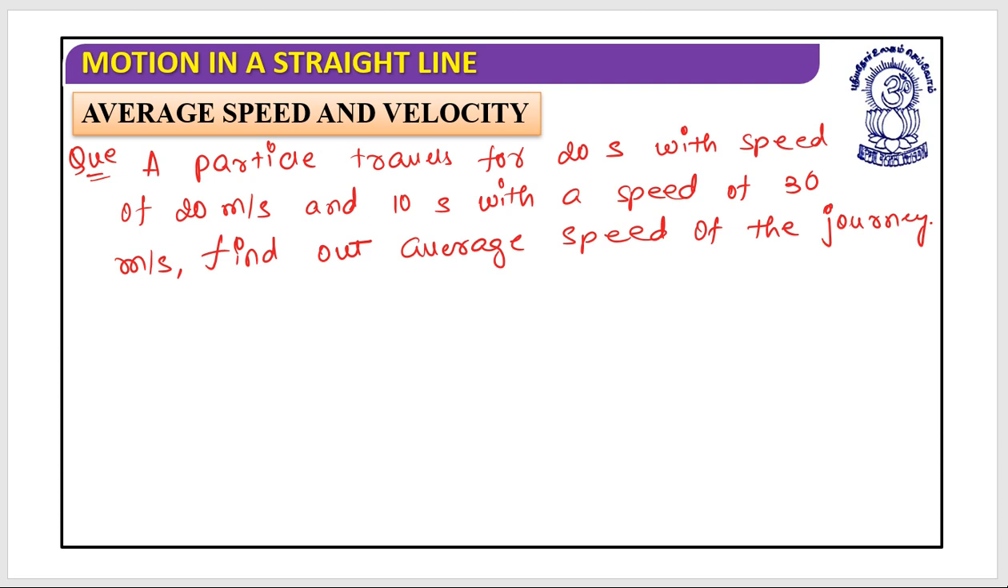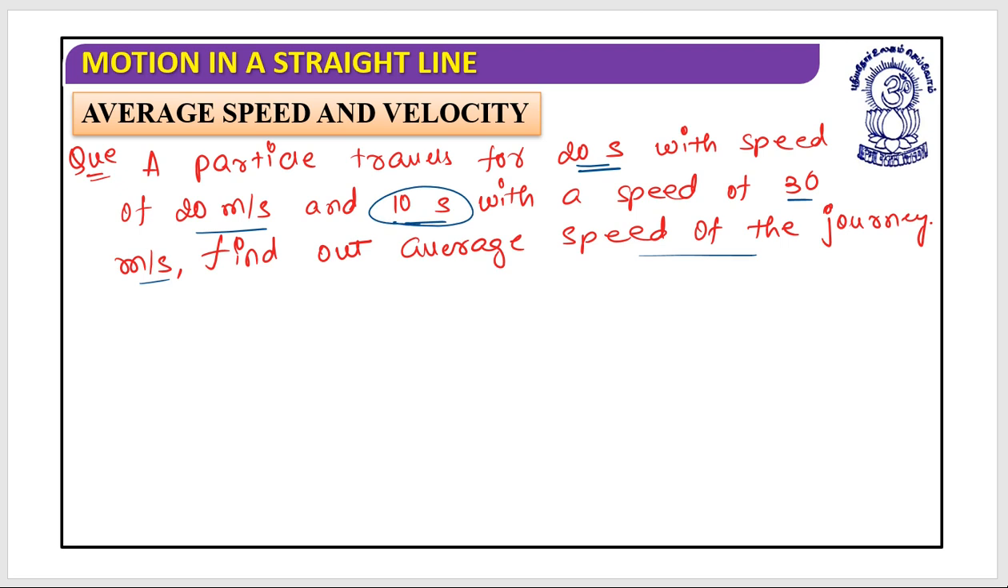Go through the data very quickly. Do it fast. Look at this. For 20 seconds they are traveling with this, and for 10 seconds they are traveling with this, 30 meter per second. You need to find out the average speed of the journey. So what here, look at this.